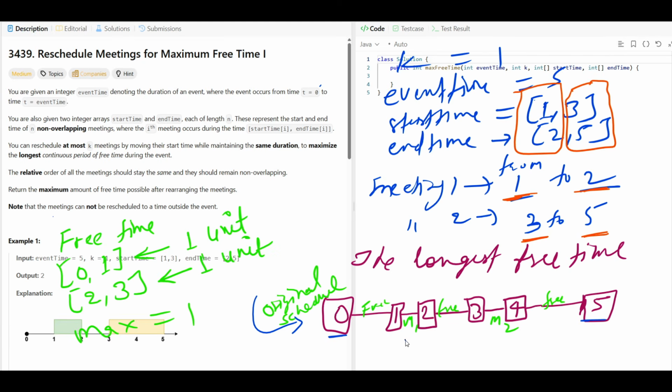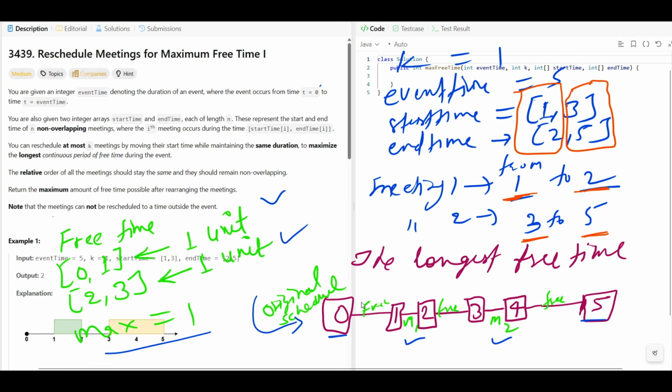We have meeting m1 at 1 to 2, right? Then again we are free, then another meeting we have at 3 to 4. So this is m1, this is m2, and again we have free time. Two meetings, 1 to 2 and 3 to 4. So we have free time from 0 to 1, and another free unit between 2 and 3. Can we say that we have these two free times? So we can say the max is equal to 1.